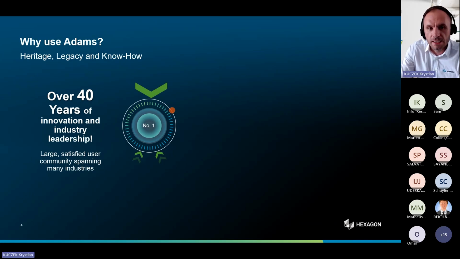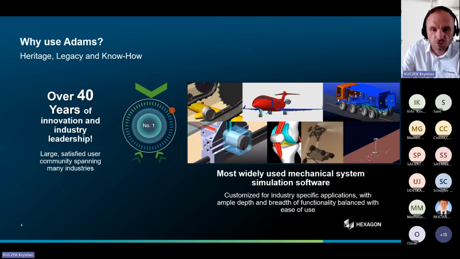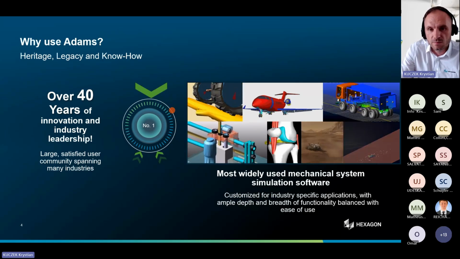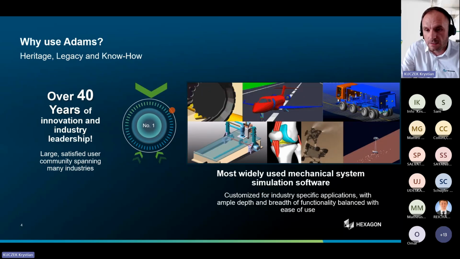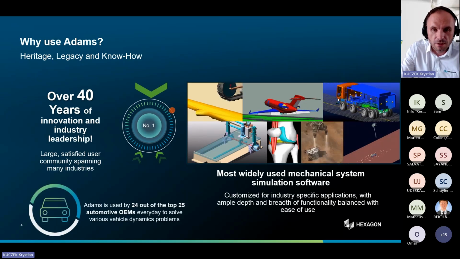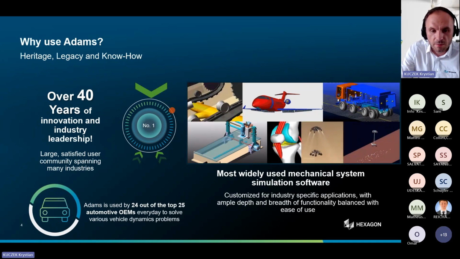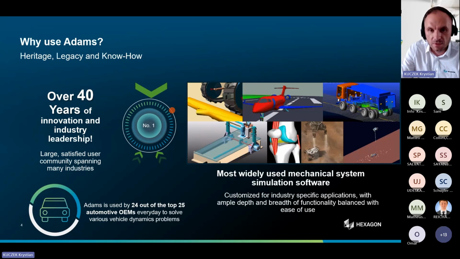Why are we using Adams? Because it has a long footprint in many industries, with over 40 years of innovation and leadership. Adams is widely used as mechanical system simulation software in aerospace, heavy machinery, medicine, and even defense and space, and of course in the automotive industry. Many OEMs use Adams every day to solve various vehicle dynamics problems.